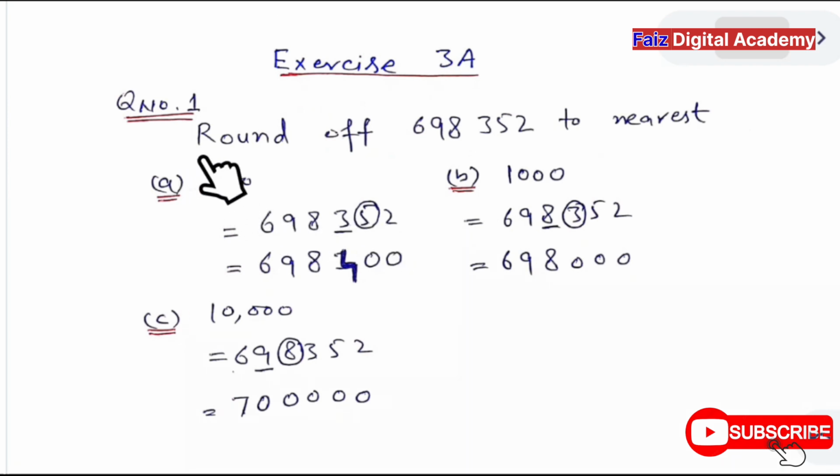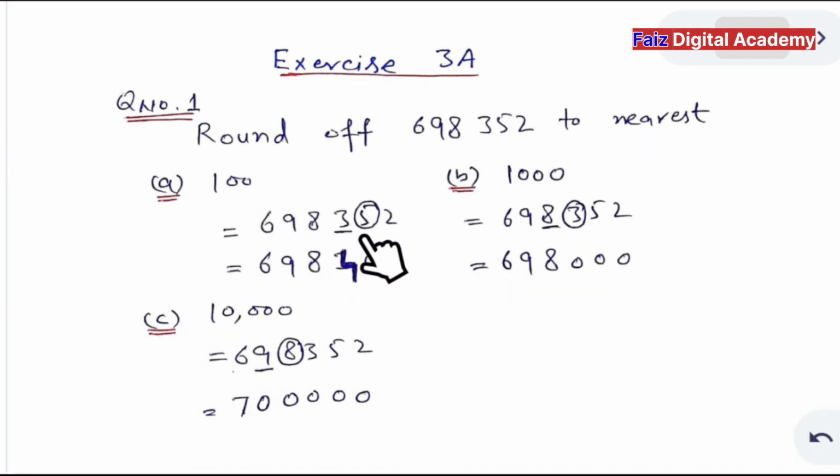In question number 1, we have to round off this number to the nearest, first of all, 100. So unit, 10 and 100. We have to underline this 3 and decide the fate of this 3 on the basis of the next number, that is circled. As it is 5, we will add 1 to this 3 and it will become 4, and the next two numbers will become 0.